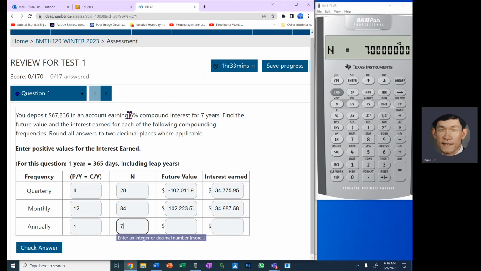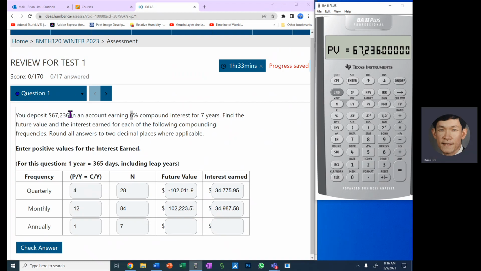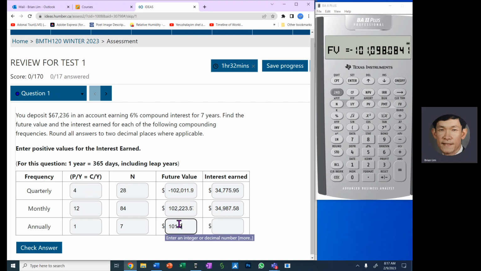Now all things remain the same: the interest rate, the present value, the payment. So the only thing that will change is when we compute the future value. But we can check to make sure that the interest is still 6%, right there. The present value, let's recall the present value. It is this number, 67236. Okay, and the payment, we can recall the payment and it should be 0. So let's compute the future value and we get a number, and that number is 101,098.08.